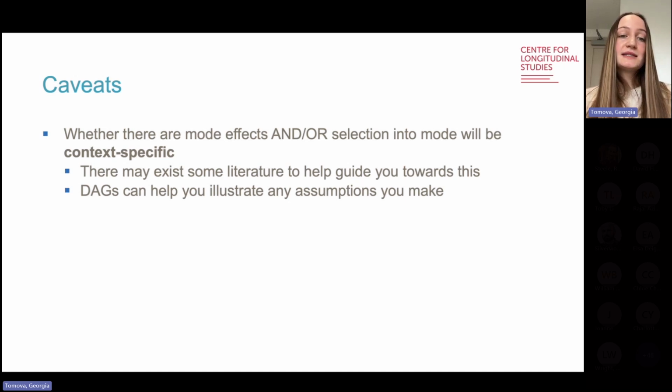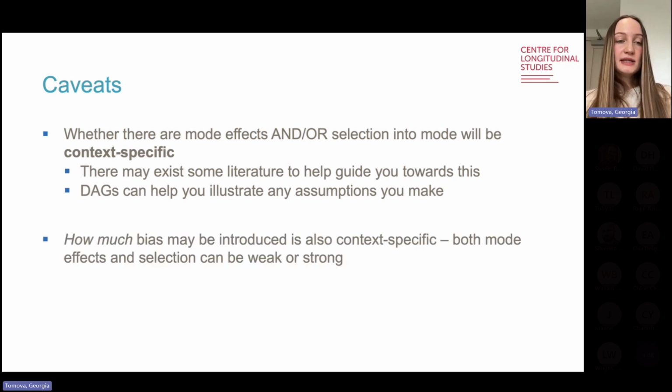But there might exist some literature to help guide you towards thinking about this, and that can help you illustrate any assumptions you make about what the data looks like, and therefore help guide your analyses. Similarly, how much bias might be introduced is also very context specific. Both mode effects and selection can be weaker or stronger. So the bias that you would reduce or introduce if you were to condition on mode and you have selection present would be very context specific and often quite difficult to predict exactly how much they will be.